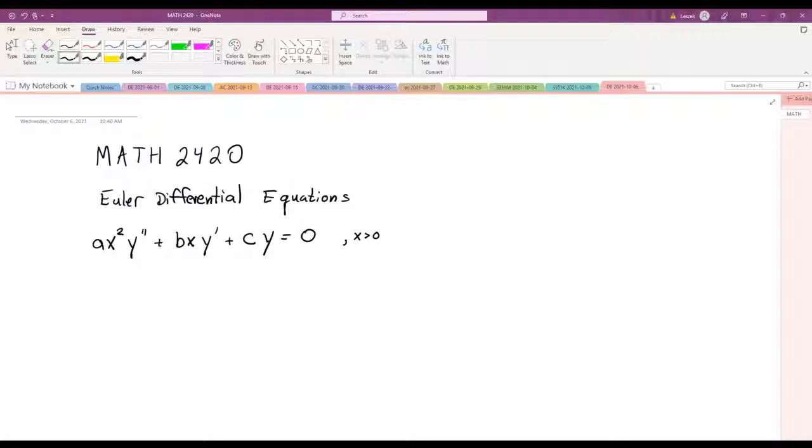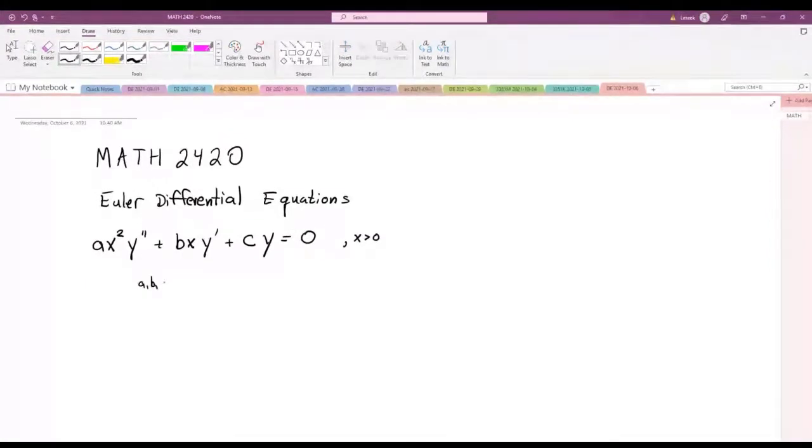This is a review of and practice in Euler differential equations. So this is maybe our first example where the coefficients for our second order differential equation are not constant, right? So they're functions of the independent variable x. Okay, so you have a, b, and c are numbers.